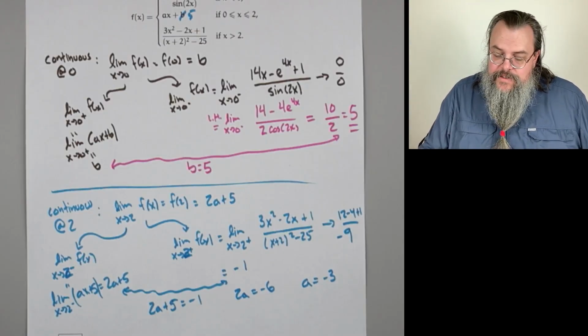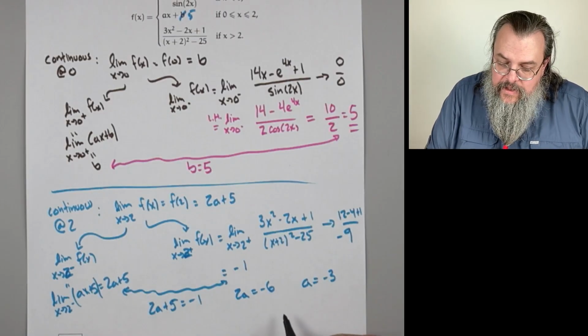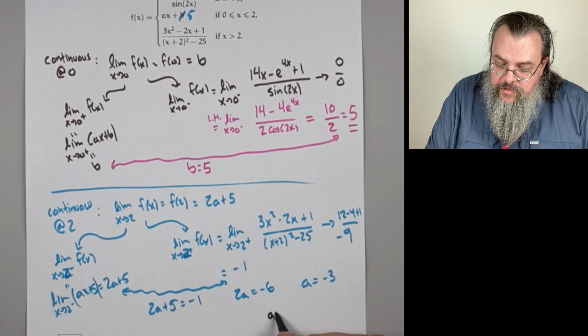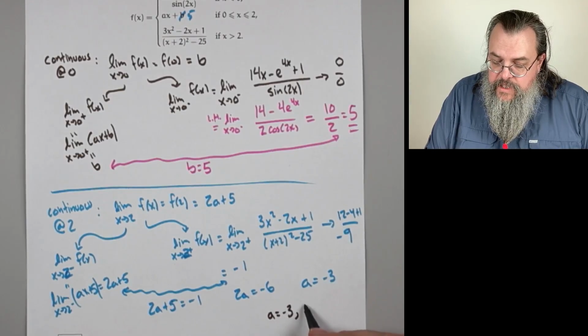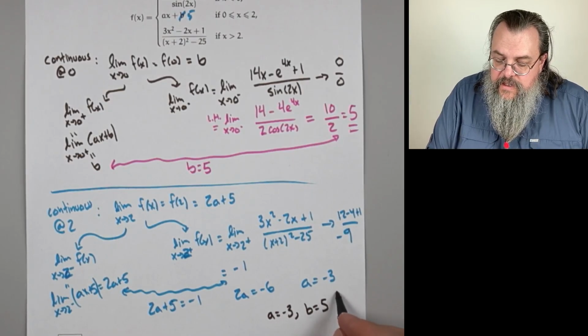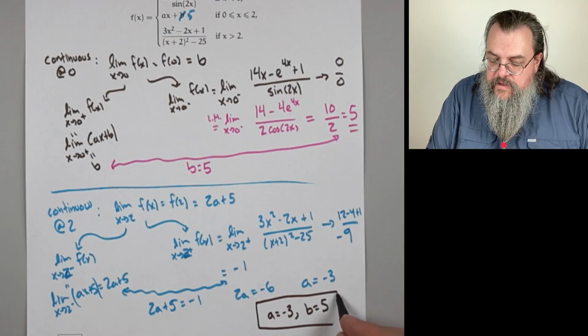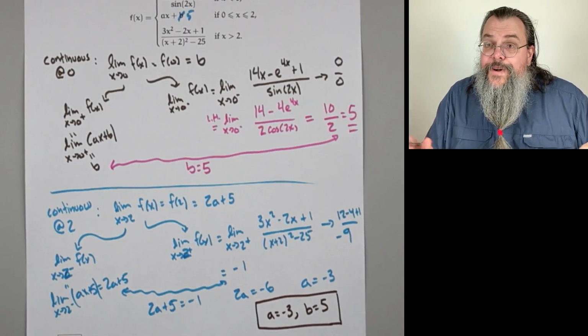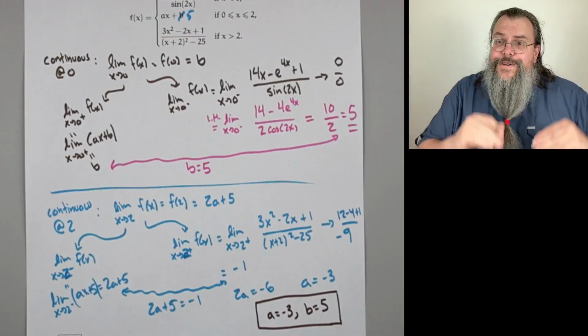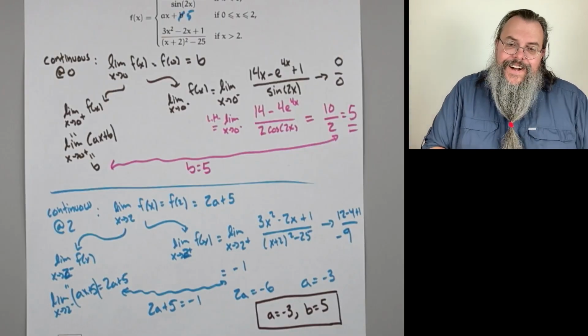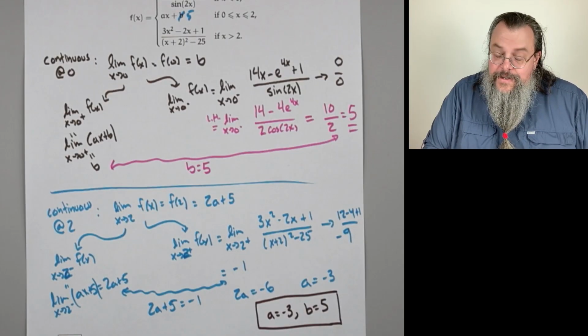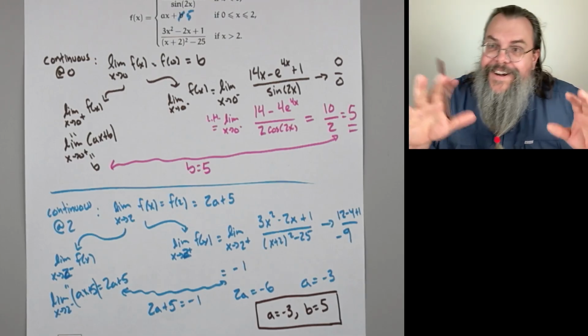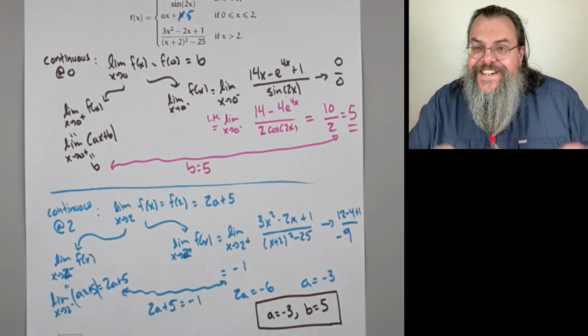But let's go ahead and put our answers together, and we'll say, okay, a should be negative 3, b should be positive 5. Life is good. Wonderful. Woohoo! Nice. All right, well, on to the next one.